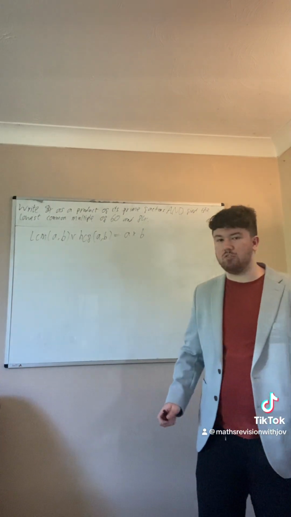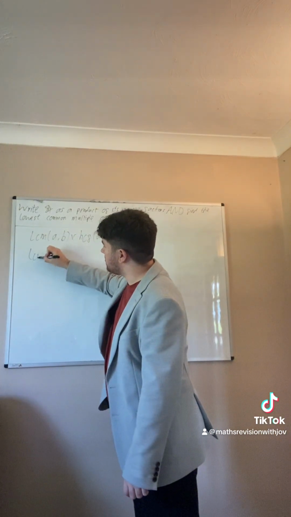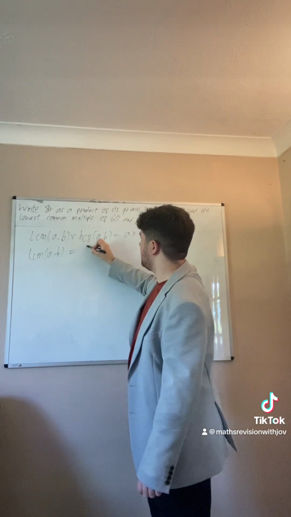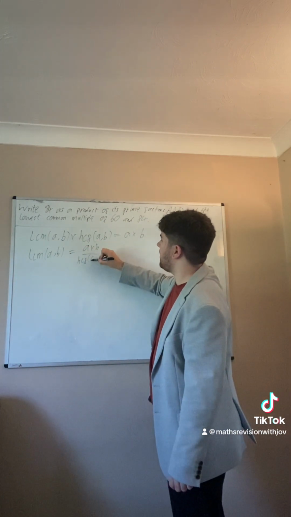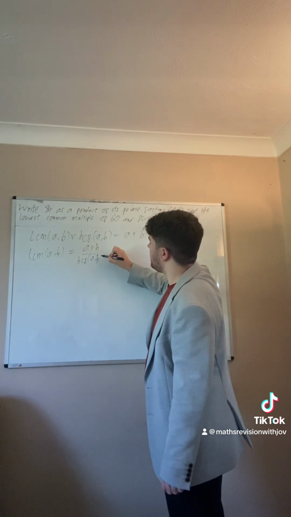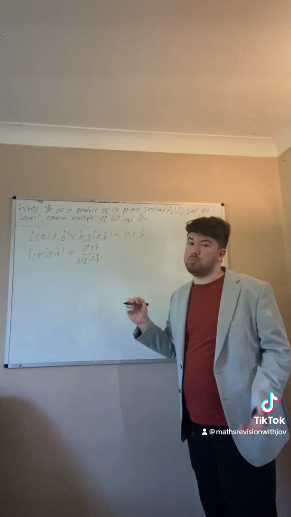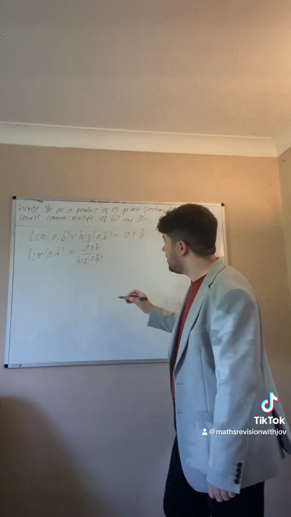Now this is going to be quite useful for us. We can rearrange this equation for the lowest common multiple, because that's what we're trying to find. So the lowest common multiple of A and B is actually equal to A times B divided by the highest common factor of A and B. Now how does this help us? Well, the highest common factor of two numbers is actually much easier to find 9 times out of 10.